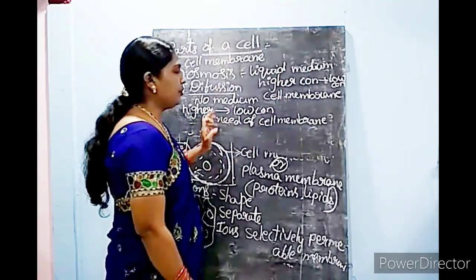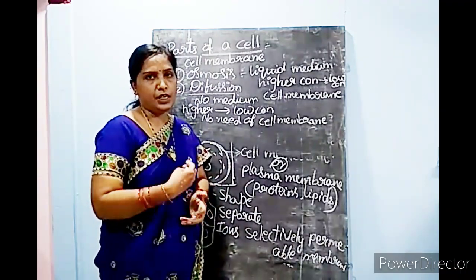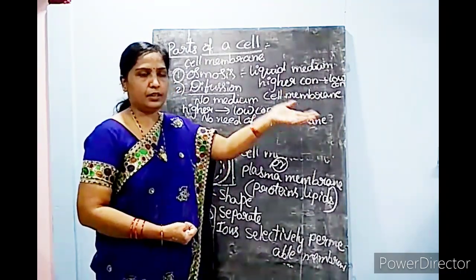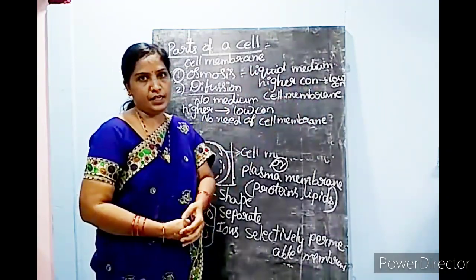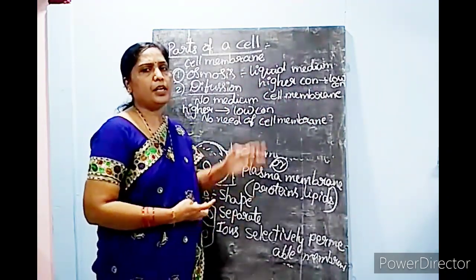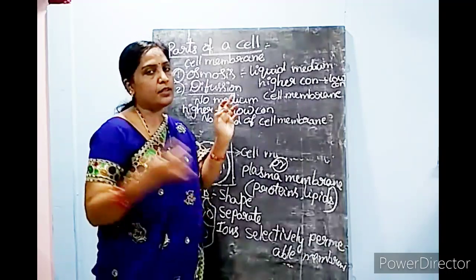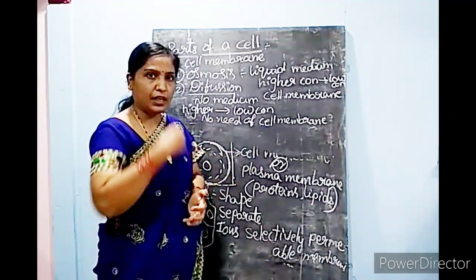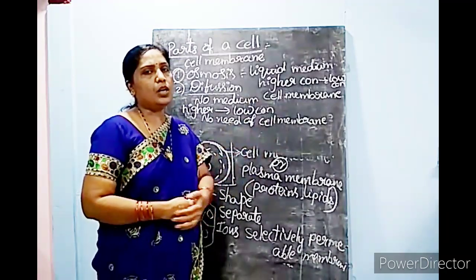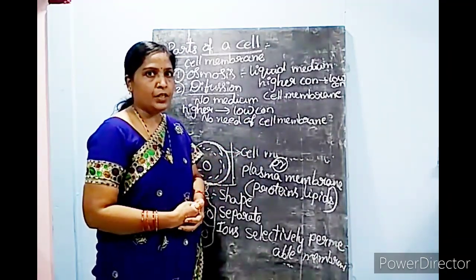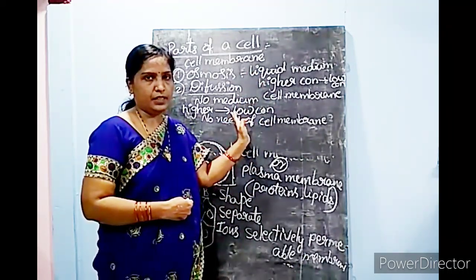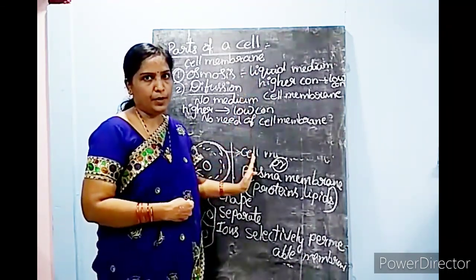For example, if you keep a dhoop stick in your puja room, you can get the smell of that dhoop stick near the entrance of the house. This is because of the diffusion process. The ions are moving, spreading from higher concentration to lower concentration areas. So in this way, the ion movement will take place with the help of the cell membrane.